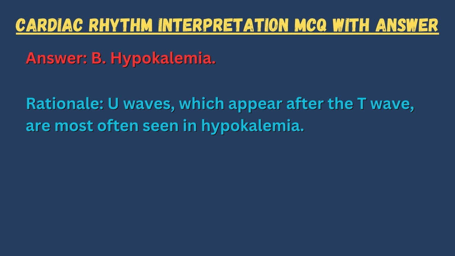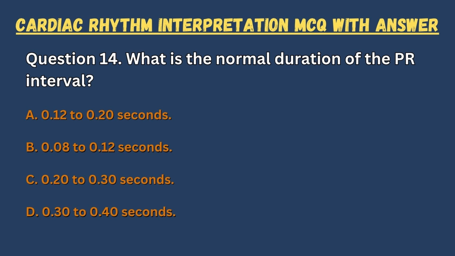Answer. B. Hypokalemia. Rationale. U waves, which appear after the T wave, are most often seen in hypokalemia. Question 14. What is the normal duration of the PR interval?